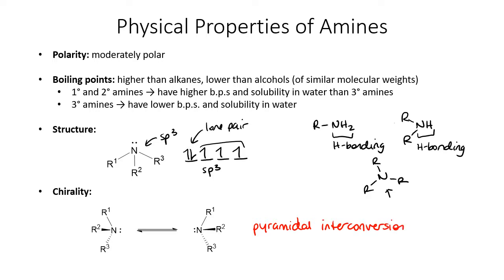And with this pyramidal interconversion, we're not capable of isolating each enantiomer separately because they're going to constantly flip back and forth between one another. Now, carbon does not exhibit this type of property. This is only for nitrogen. But still, nitrogen does have chirality.